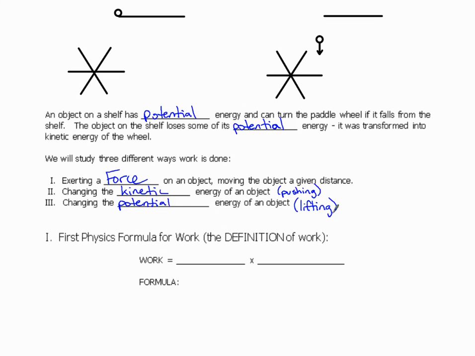Our first physics formula for work and the definition of work. Work is force times distance. In a formula, work, which is a capital W, equals capital F for force and lowercase d for distance. Work equals force times distance.